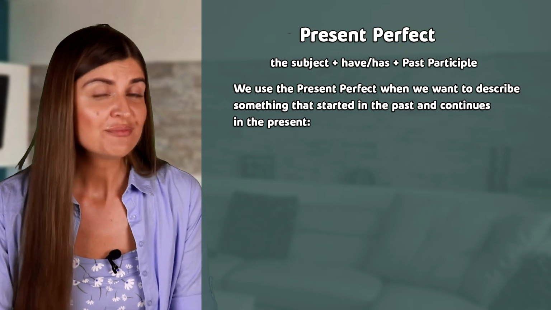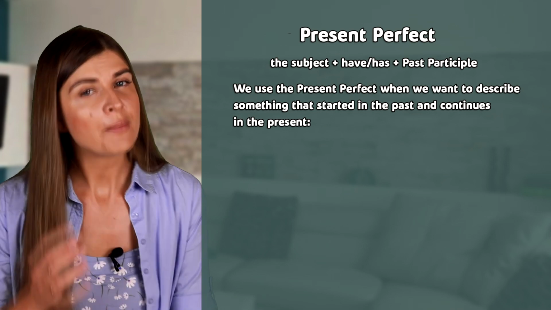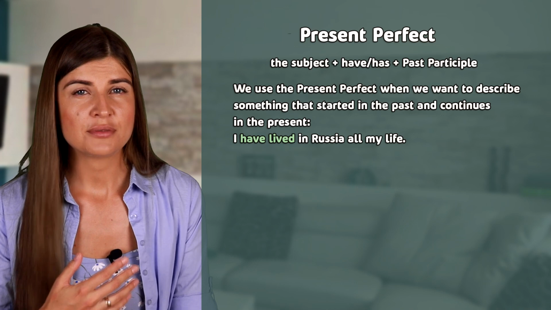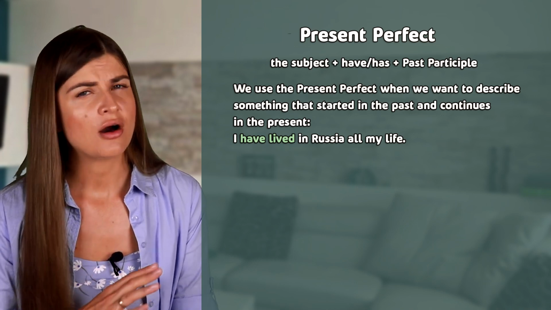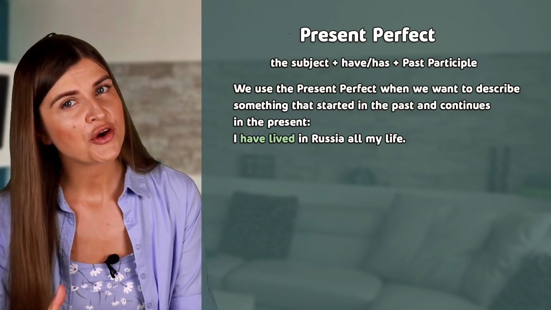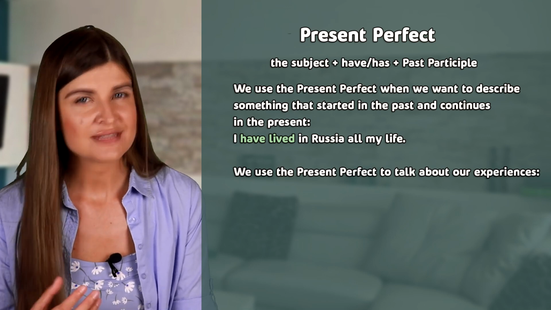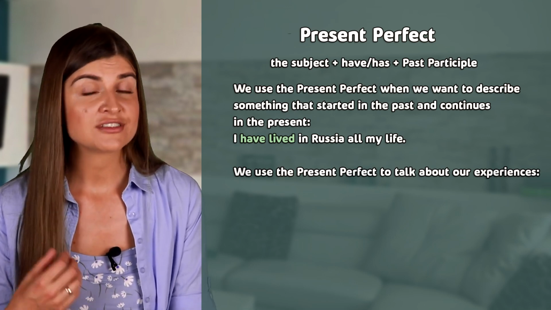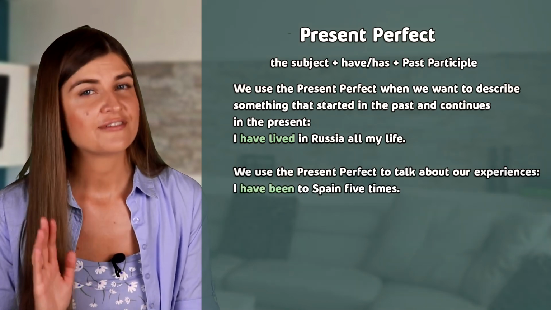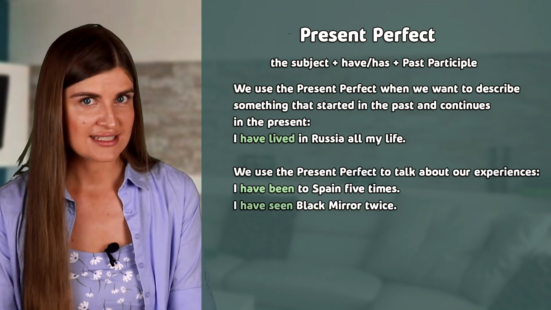We use the present perfect when we want to describe something that started in the past and continues in the present. For example, I have lived in Russia all my life. I was born there, I lived there a year ago, and I'm still living there. We also use the present perfect to talk about our experiences. For example, I have been to Spain 5 times. I have seen Black Mirror twice.